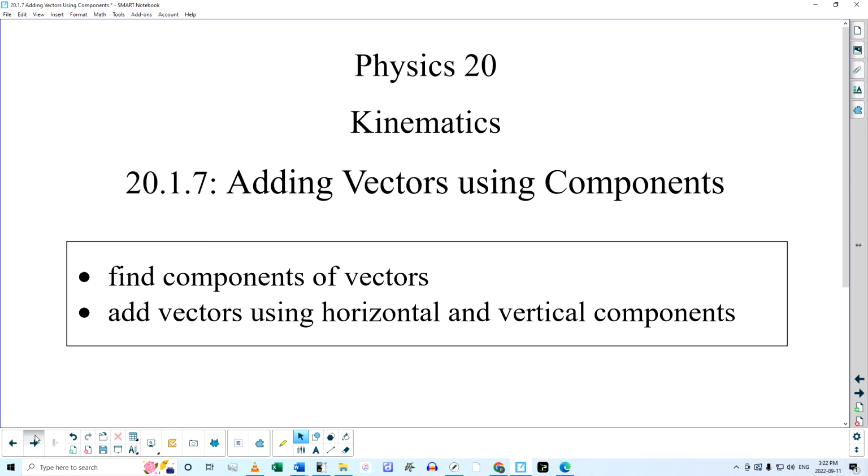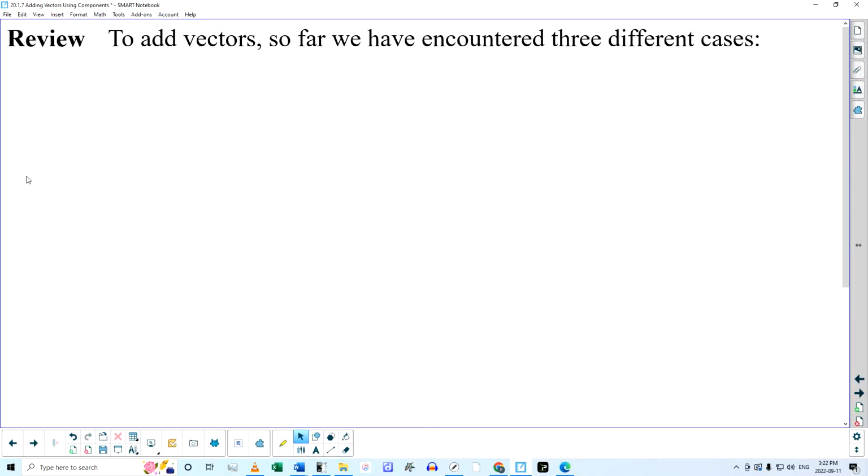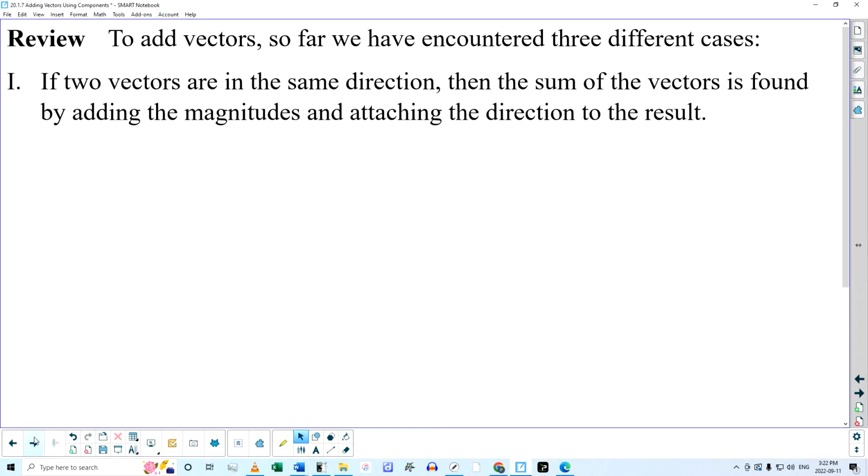Before we actually get to that, we're going to do a bit of a review here. So far, we've looked at three different cases where you are adding vectors together. The first is adding vectors that are in the same direction. This doesn't require much explanation. If the vectors are in the same direction, then when you add them, you simply add up the magnitudes of the vectors and you assign to your answer the direction that they both had.